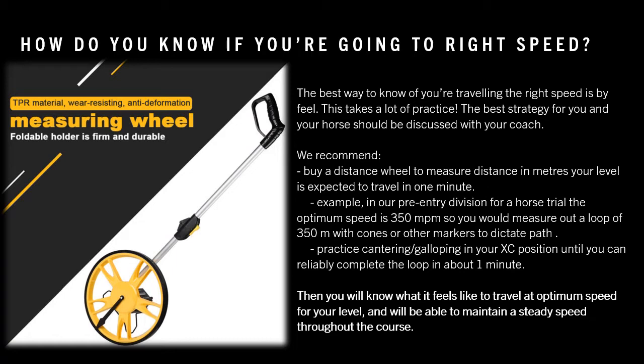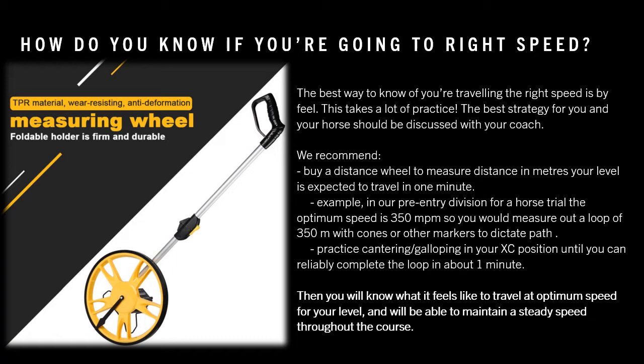Maybe they have some tips and tricks for going the right speed and knowing it, but we do have a few recommendations. So go out and buy a distance wheel. It looks like this in the picture. It's nothing fancy. It's nice if you can get it in meters because our speeds and distances for eventing are on the metric system. So preferably not in feet, but we all have a phone and can convert things as needed. Then you're going to take this wheel and measure out the distance that you, at your level and your speed, are expected to travel in 1 minute.